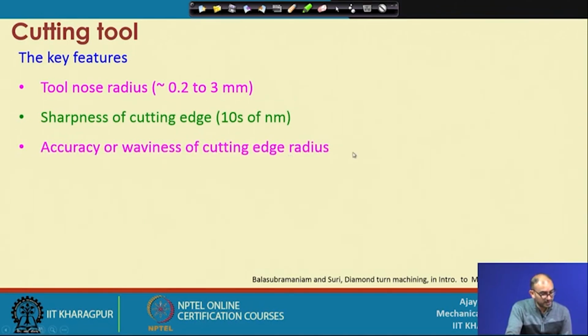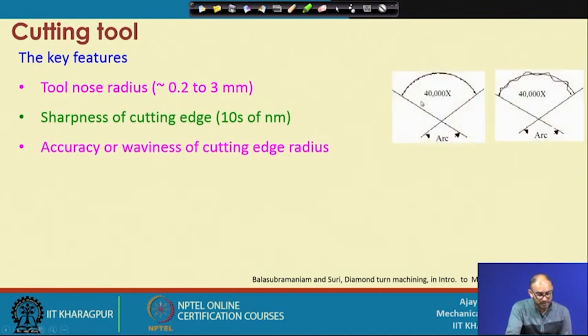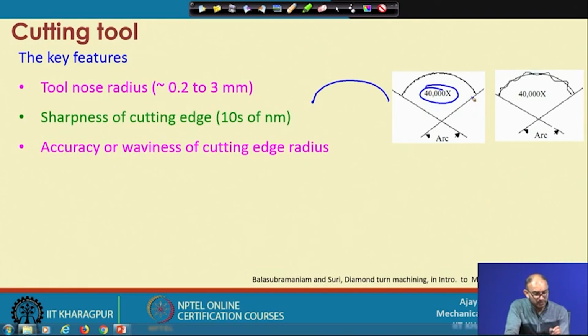Accuracy or waviness of the cutting edge will play an important role here, because now see what we are looking at in the actual case. Normally what we see is this one, but if you magnify your cutting edge at 40,000, then you will see this type of irregularity. So, this may be considered acceptable, because you cannot make something perfectly smooth, that is impossible, but you have to maintain this unevenness or roughness in such a way that it will not create any problem. But if you see this particular thing at 40,000, then it is problematic.